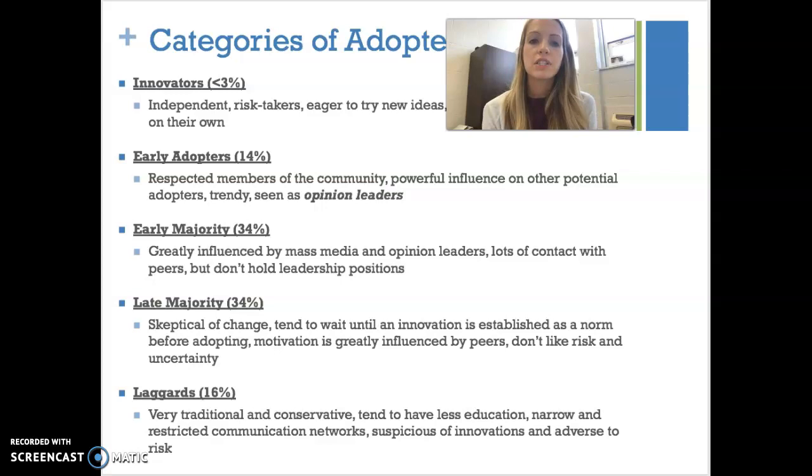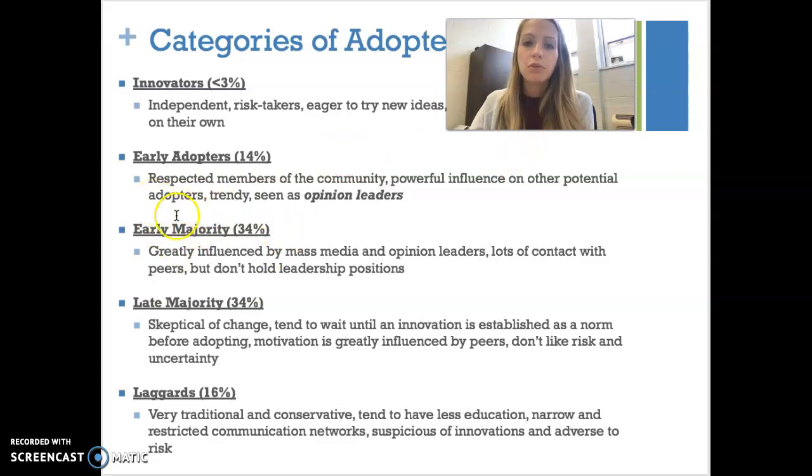Then you have your early adopters. This is 14%. These are respected members of the community. They have powerful influence on other potential adopters, and they're seen as opinion leaders, right? So these individuals are key to if a program or an initiative or a product goes well or not, these early adopters, because they are seen as those opinion leaders. They're looked up to. They're seen as trendy in this adoption.